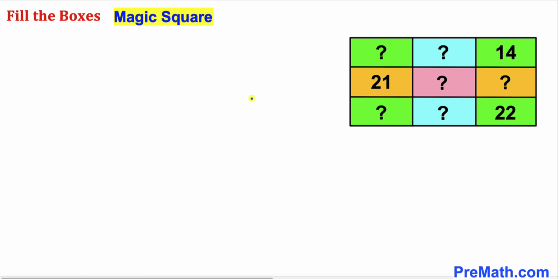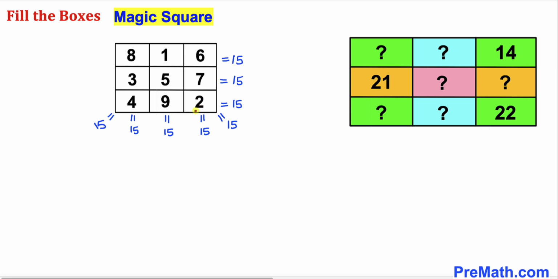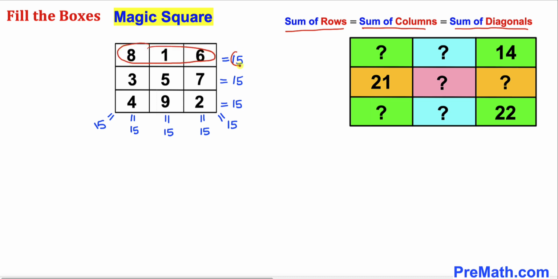Let's go ahead and get started with the solution. Before we go any further, let me give you an example of a magic square. In this example, we have a 3 by 3 magic square such that the sum of rows equals the sum of columns equals the sum of diagonals. The sum of the rows are all equal to 15, and likewise the sum of columns are equal to 15 as well, and also the sum of these diagonals are also equal to 15.